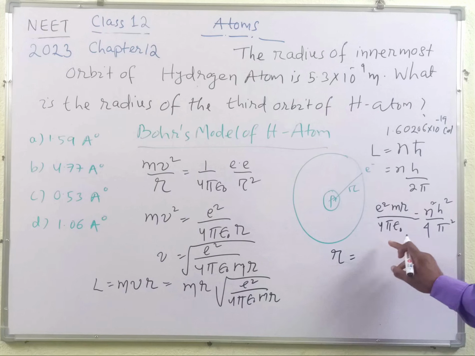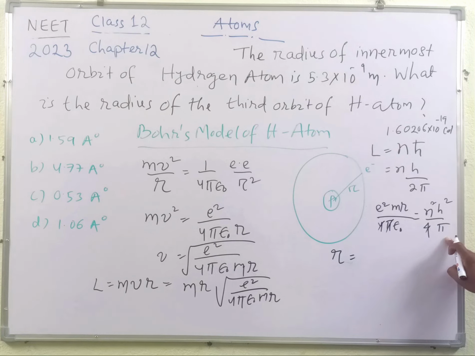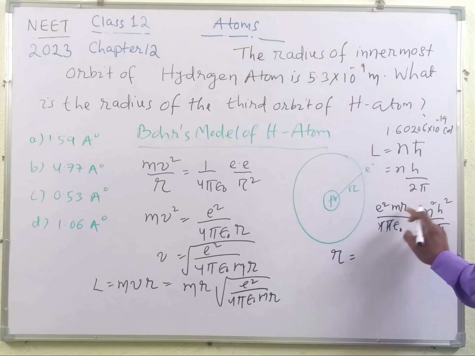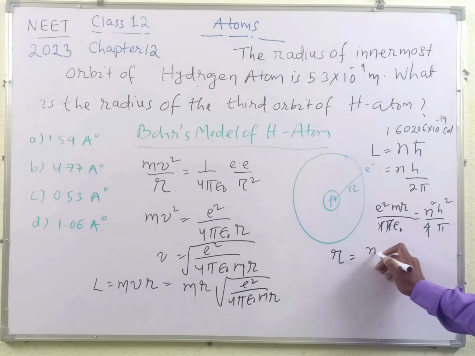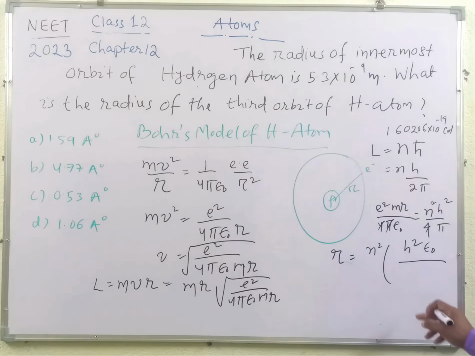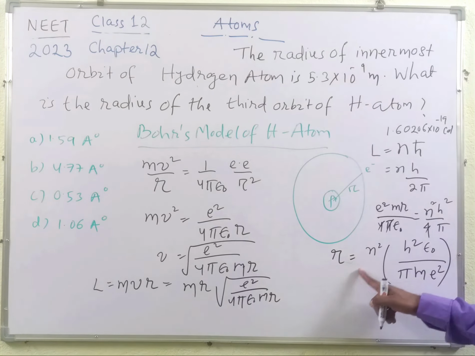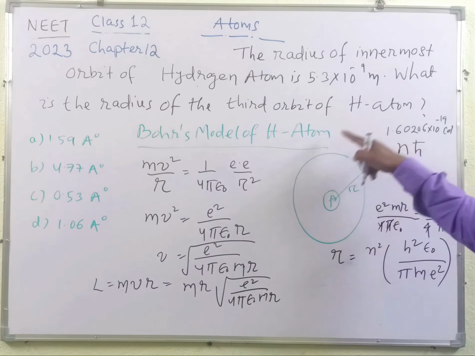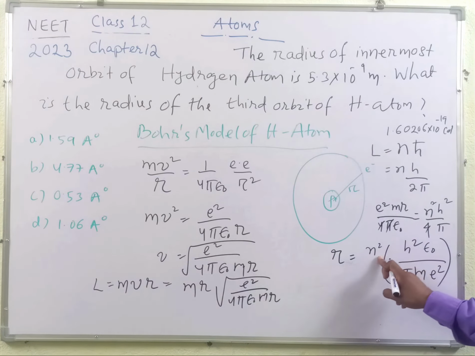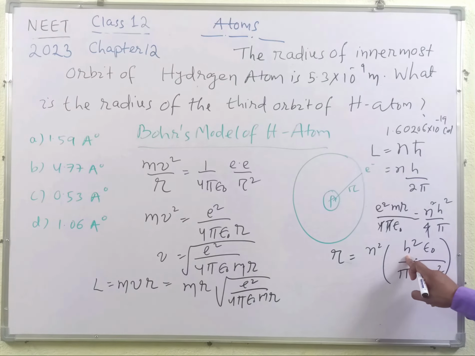What will it be then? This 4 will cancel, and pi will cut the pi square, and one pi will remain. Then r will be equal to n square h square epsilon 0 divided by pi m e square. You see, this n is variable. There are various orbits: first orbit, second orbit, third orbit. n equal to 1 means first orbit, n equal to 2 means second orbit, n equal to 3 means third orbit.